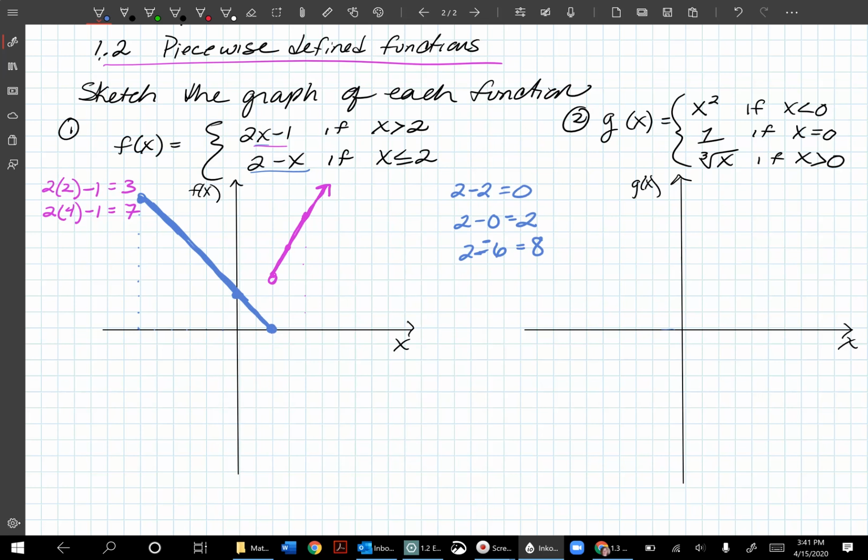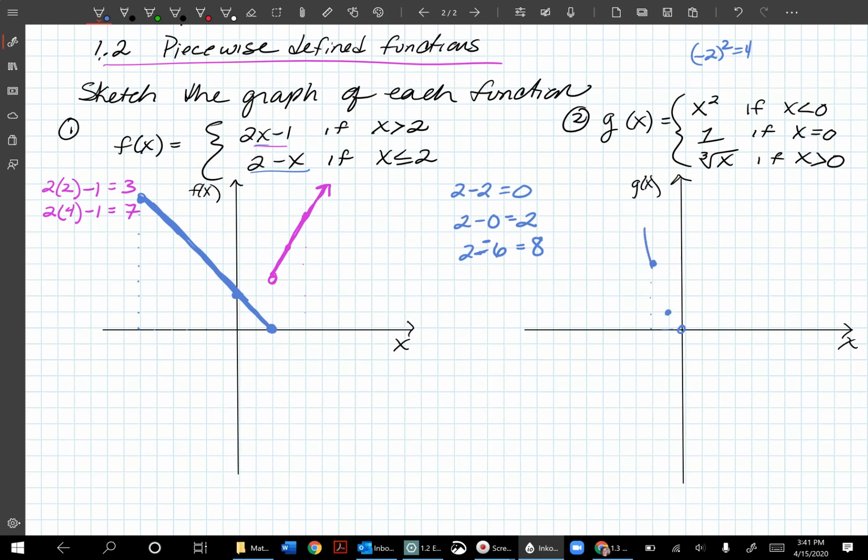So this one should be pretty easy to do. If I pick -2 and I put that in up here, -2 squared is going to equal 4. So 1, 2, 3, 4. Okay, if I have 0, I have to have an open circle. 0 squared is 0, but it's an open circle because it's not equal to. I can also pick 1. 1 squared would just be 1.